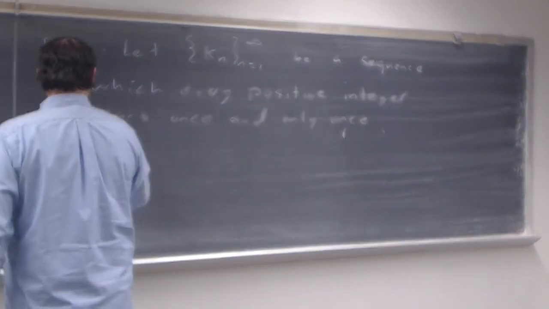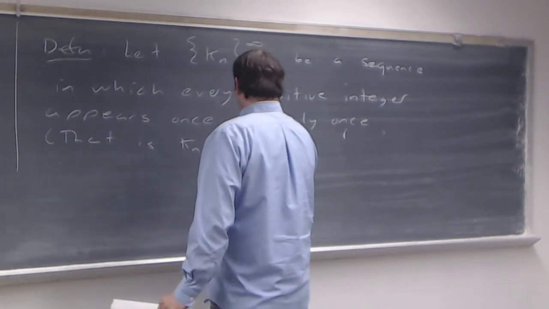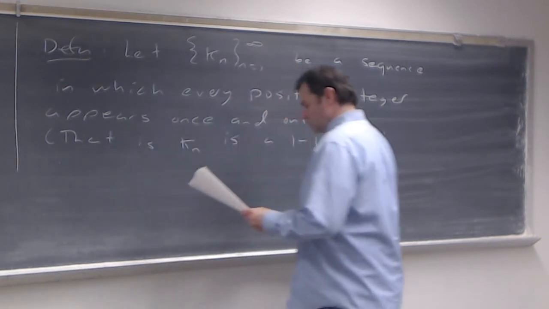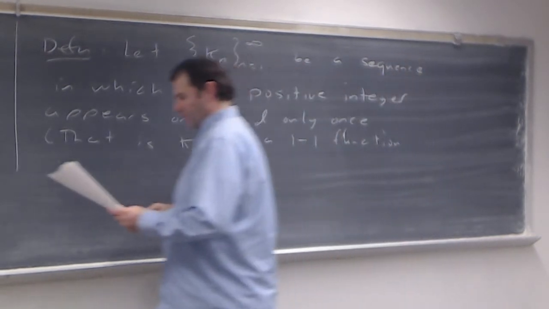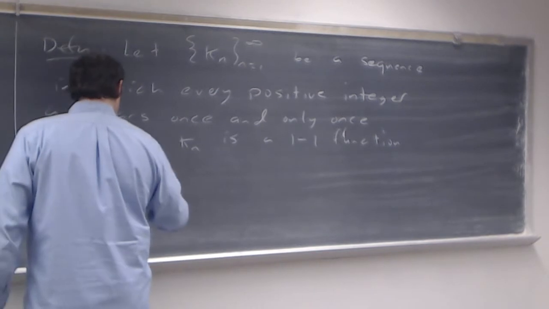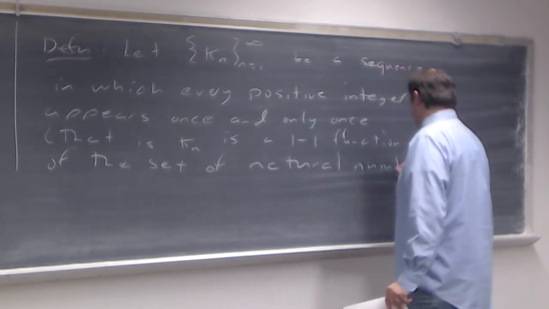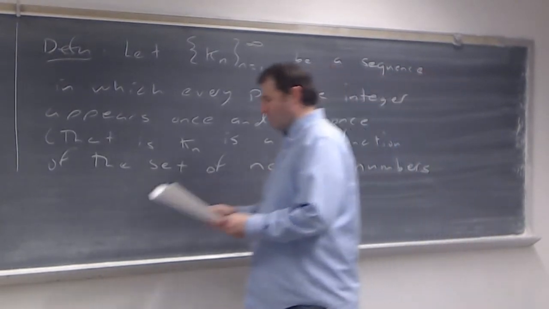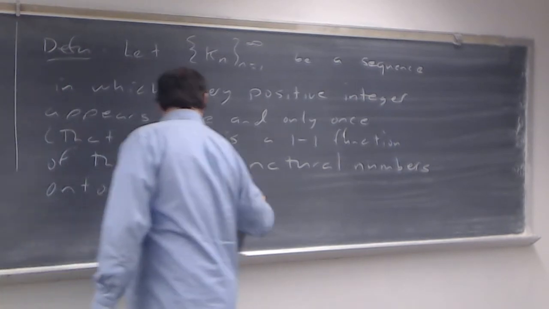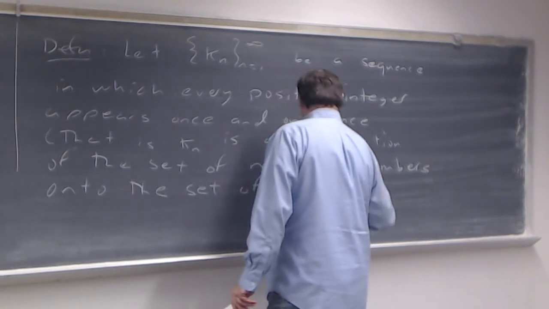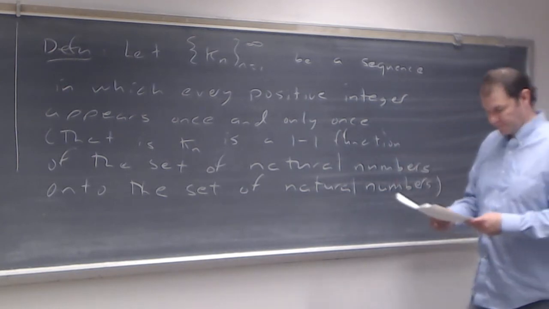That is, we can think of K sub n as a one-to-one function of the set of natural numbers onto the set of natural numbers. So that's what K sub n is.